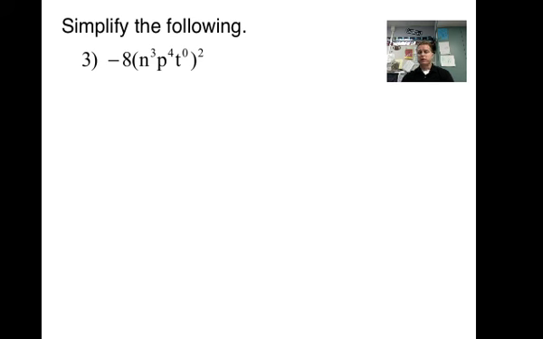Would you try this one? There's kind of a little twist in it. Let's see if you can find it. Actually, there's two. So the first twist is that the negative 8 is on the outside, so it's not to the second power, but the n is, the p to the 4th is, and the t to the 0 is.